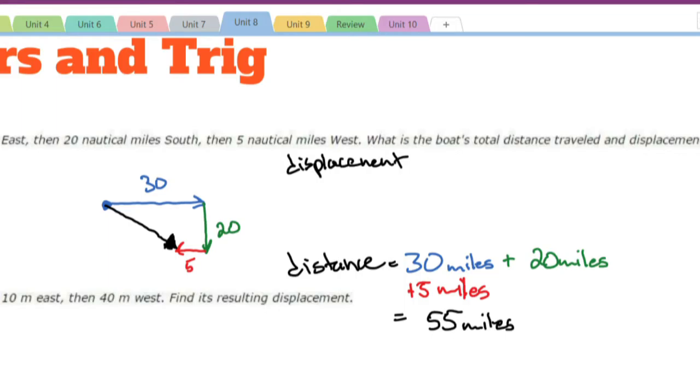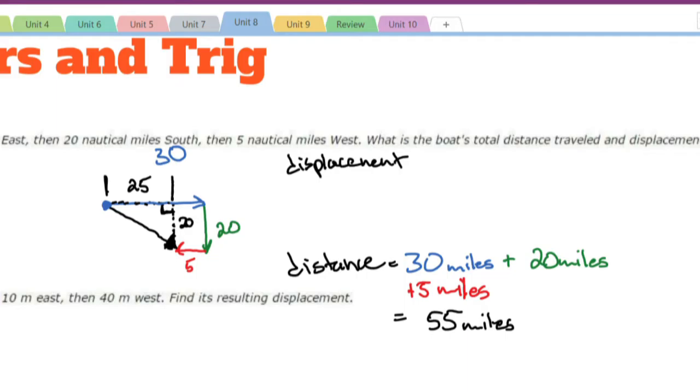We need to make a right angle triangle out of this. I know the side is 20 from the picture, but how far is it from here to here? It's not 30, because 30 is the whole thing. What's left for just that little section there? If I went 30 all the way across, what's left is going to be 25.